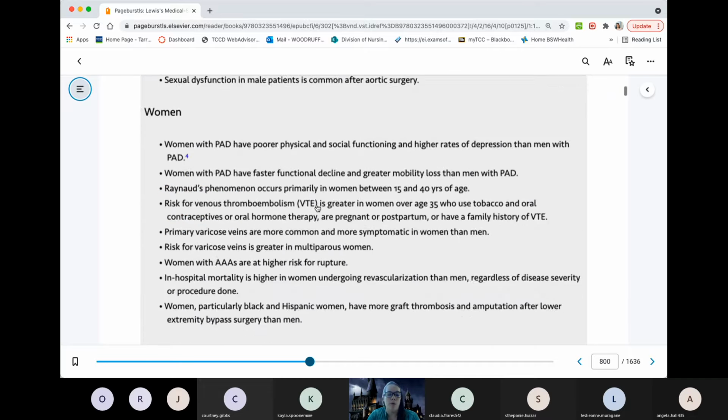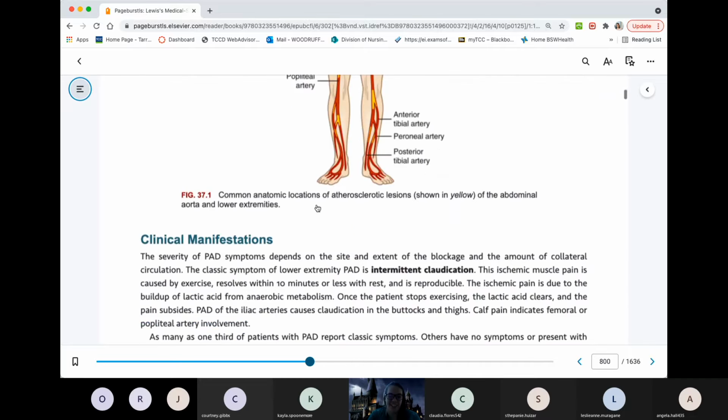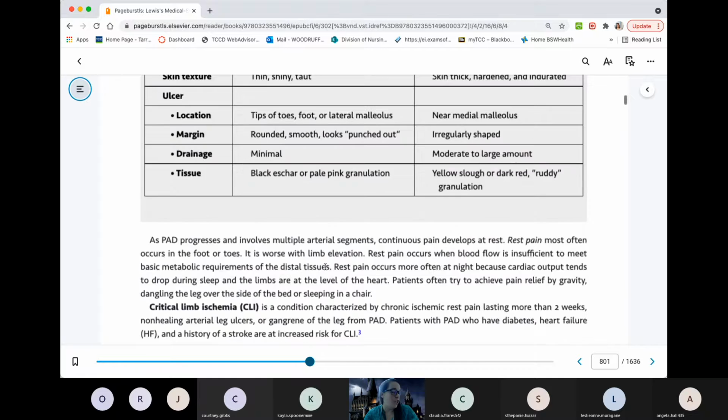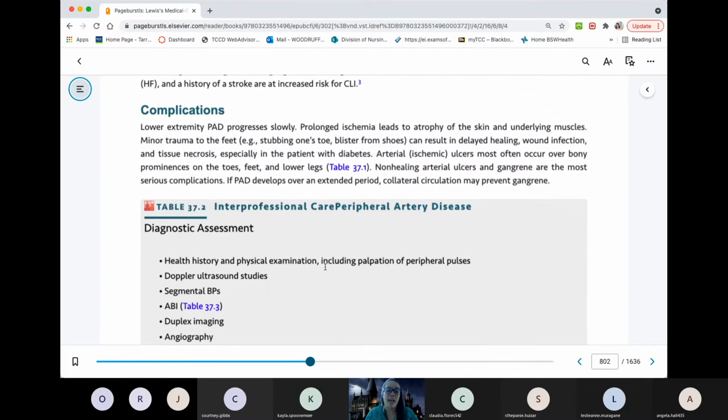If you scroll down or turn your page, however you're doing it, there's the clinical manifestation section. That's just a big fancy word for what does a client with this look like? So what kind of symptoms are they going to have? Or what are they going to complain about when they come in? If you keep scrolling down or turning your pages, there's the complication section.